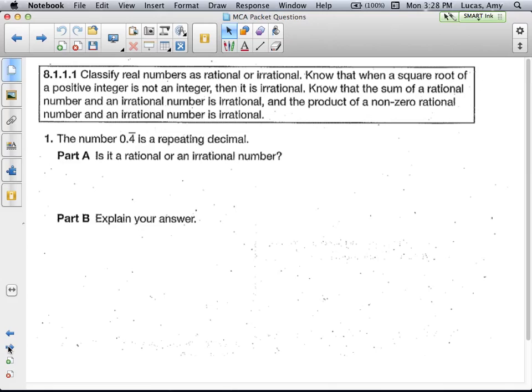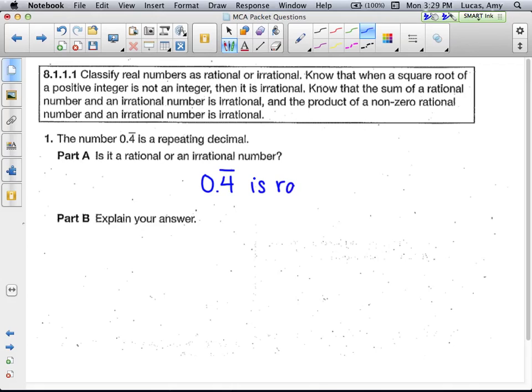Number 1, the number 0.4 repeating is a repeating decimal. Is it a rational or an irrational number? We learned that terminating decimals and repeating decimals are always rational. So 0.4 repeating is rational. The reason that it is rational is because it can be written as a fraction. 0.4 repeating is equal to not 4/10, but 4/9.